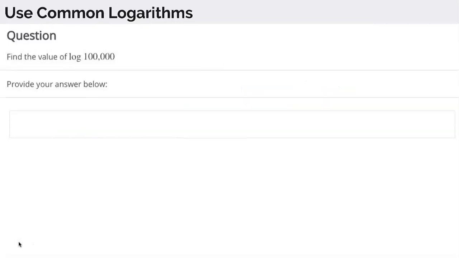Okay. The other things you might see in this assignment are still evaluating logs, but those two special logs that we talked about, common logarithms and natural logarithms. So remember, whenever you see a common logarithm, the implied base there is 10. So if it helps, you can write that in.